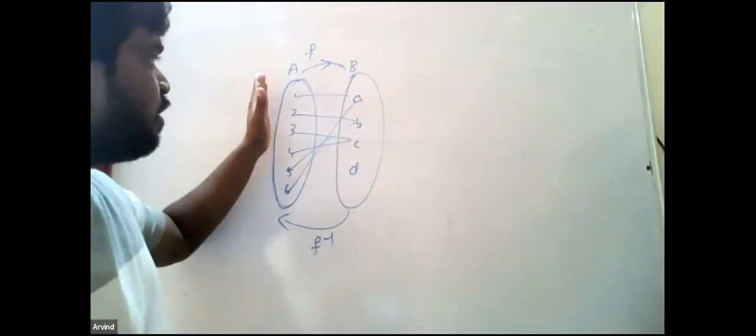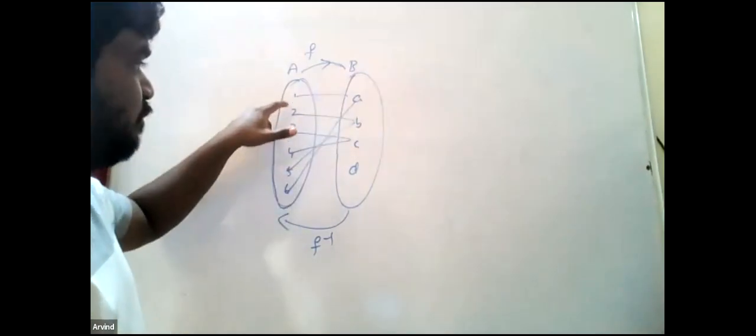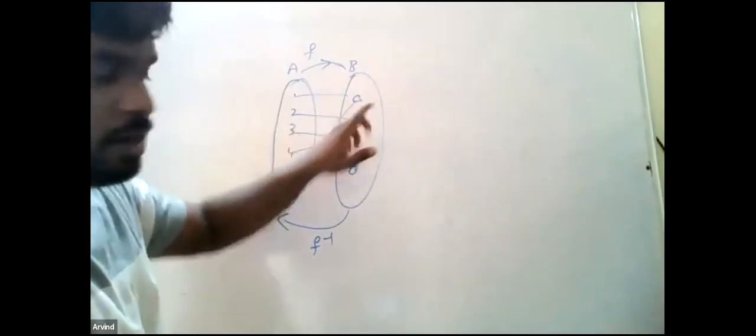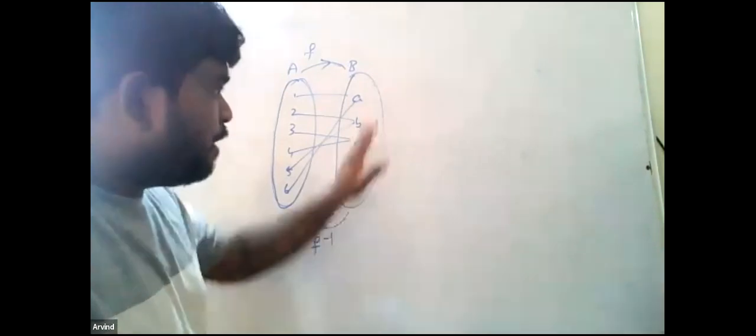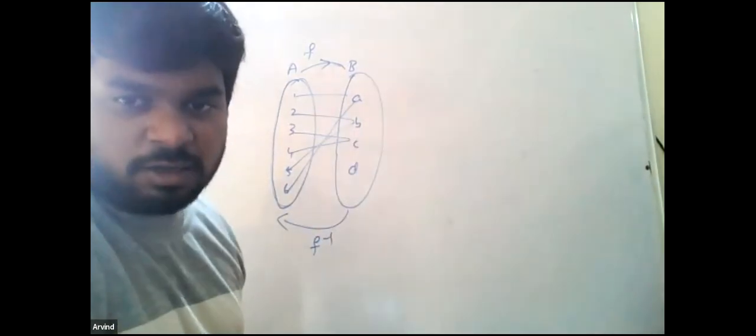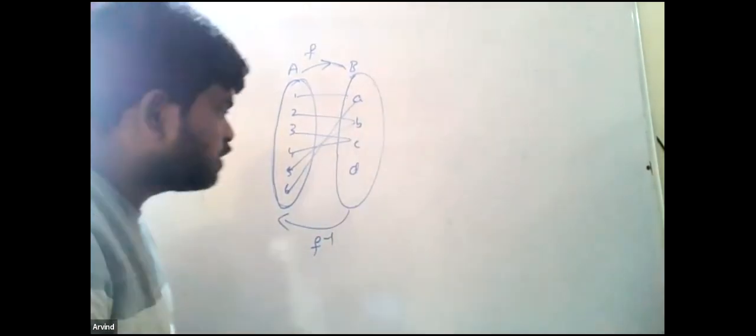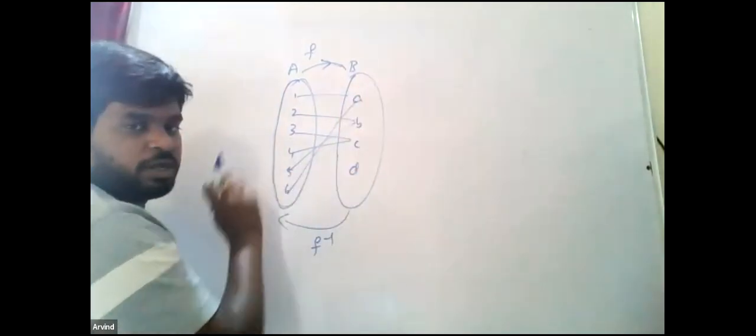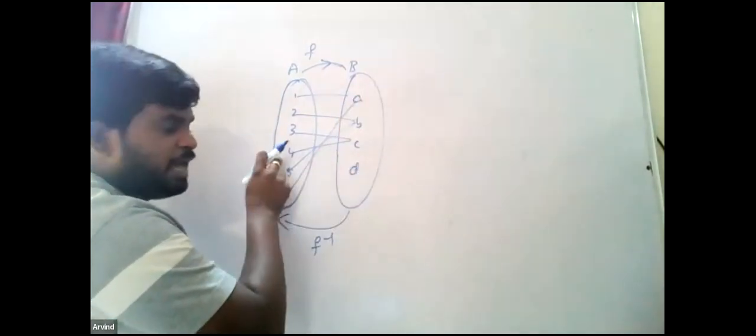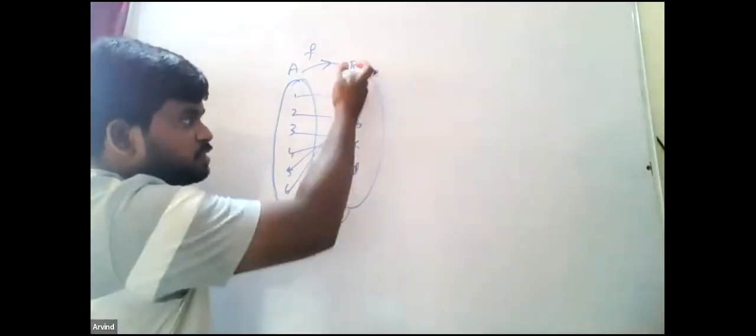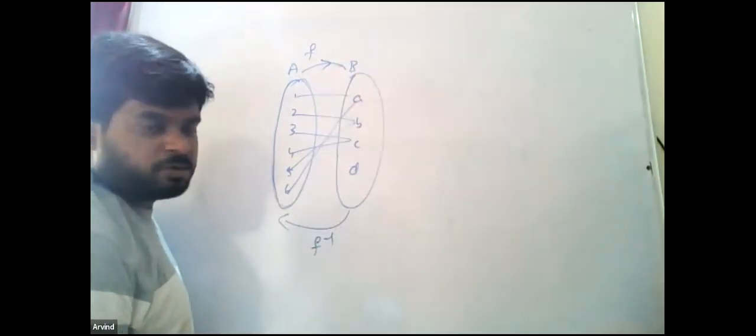Just observe, from A to B it is a function because every element of A is uniquely related to B. But B to A, can it be a function? No, it can't be a function. Why? Observe, every element is not uniquely related. This d is not related to anything, so this is not possible.